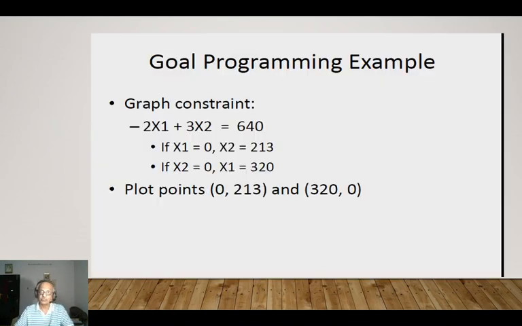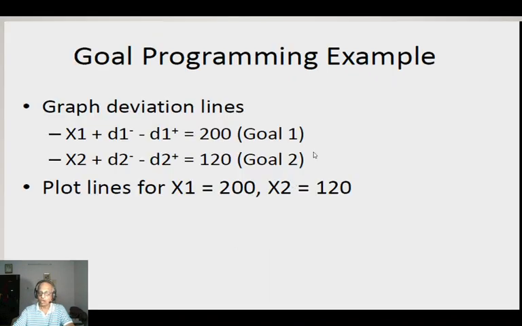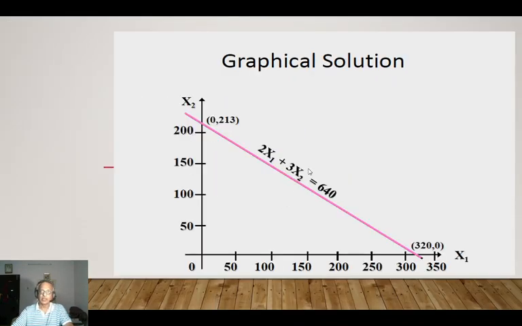Let us solve it graphically. The first equation is 2x1 plus 3x2 equal to 640. So let us draw the graph. When x1 equals 0, x2 equals 213, and when x2 equals 0, x1 equals 320. So let us plot the line, and it comes like this. That means you cannot go above this line. You will always have to go below this line. Any optimum solution must be below this line. It should not go outside this line.